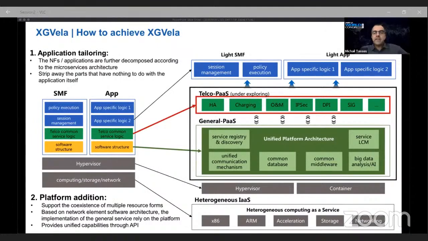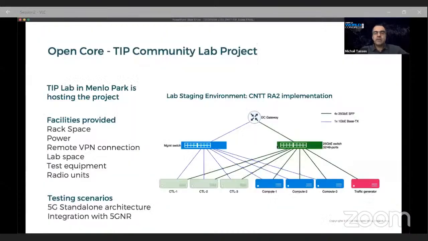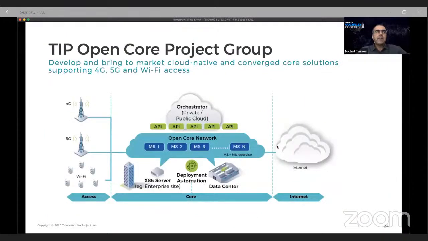So maybe we can spend a couple of minutes talking about what we're doing in OpenCore and how we collaborate with CNTT. This is essentially an intersection of the software application with the underlying infrastructure. I think that's our focus for this collaboration. OpenCore is a project group in TIP, and if you can go to slide 24, we have a very simple goal.